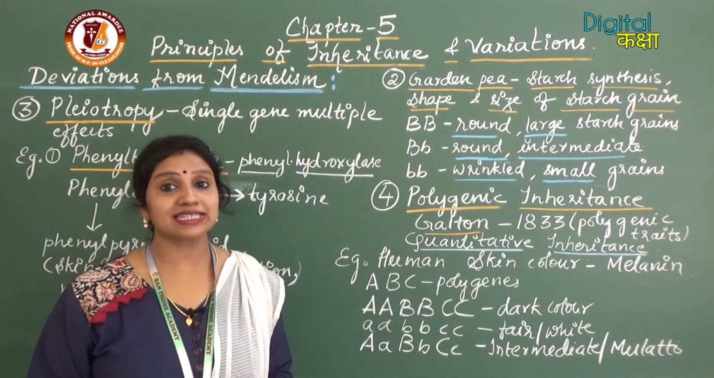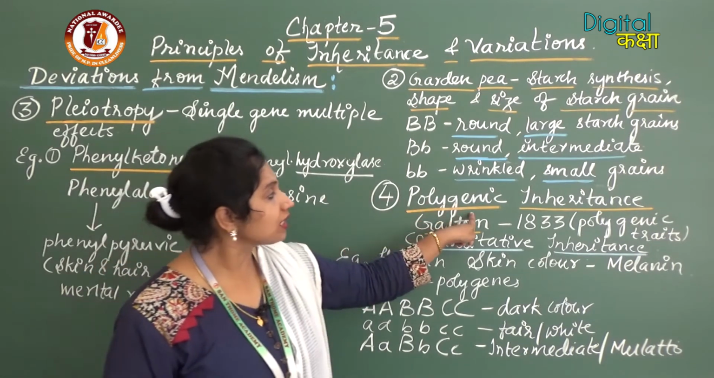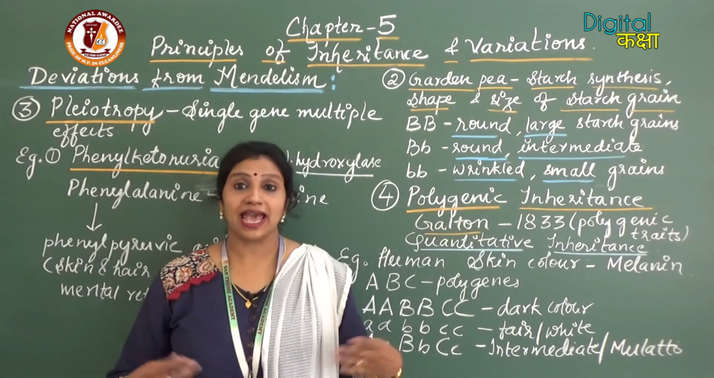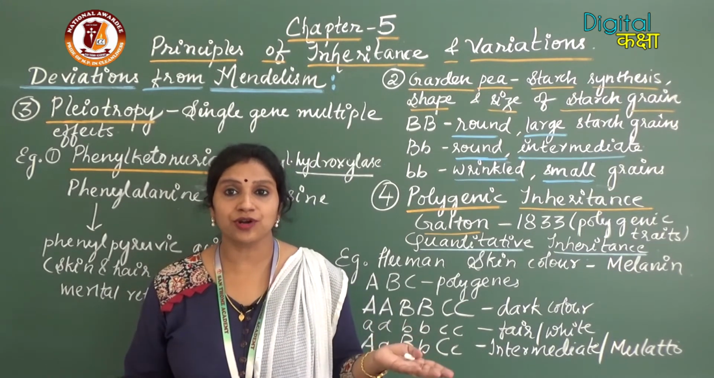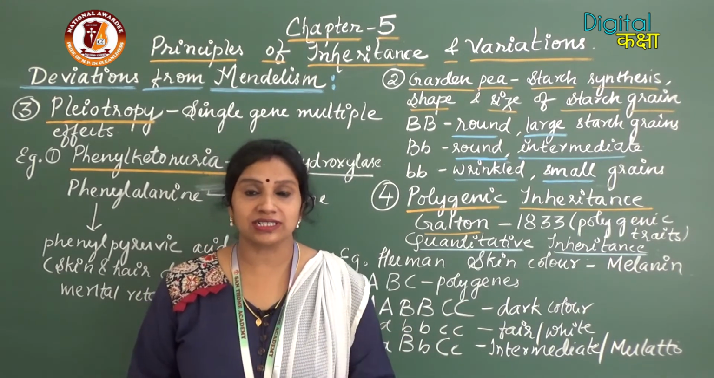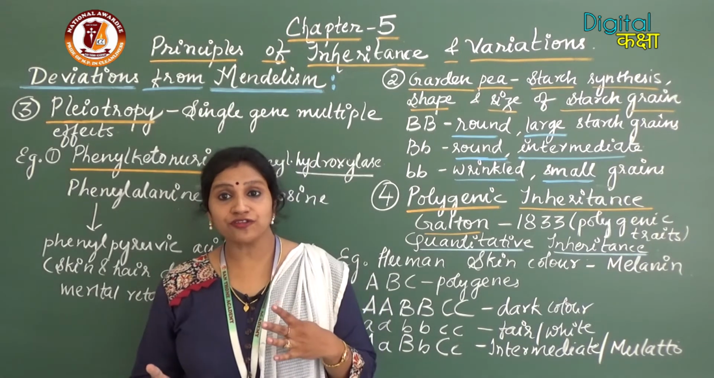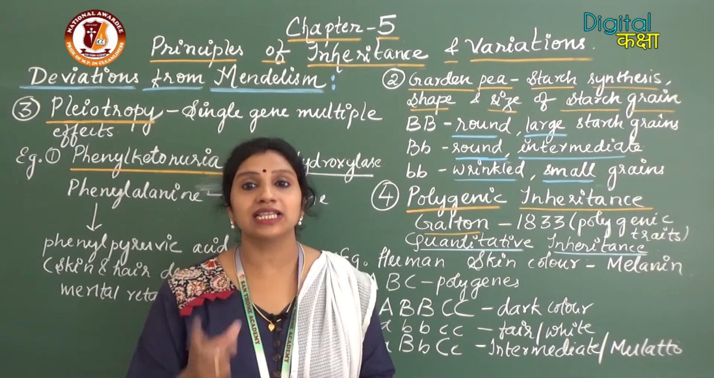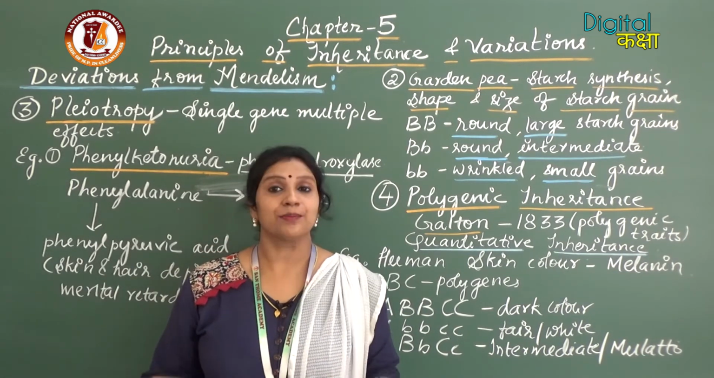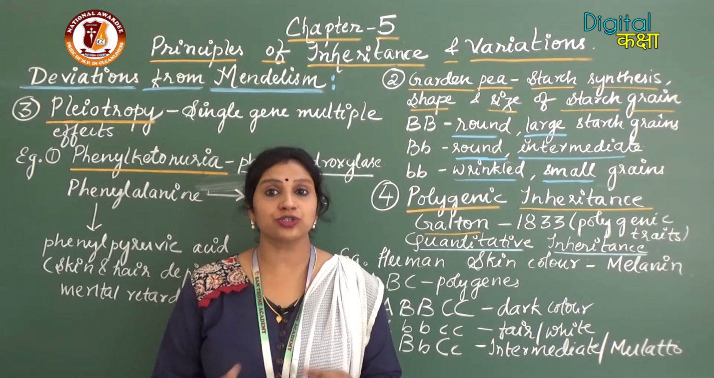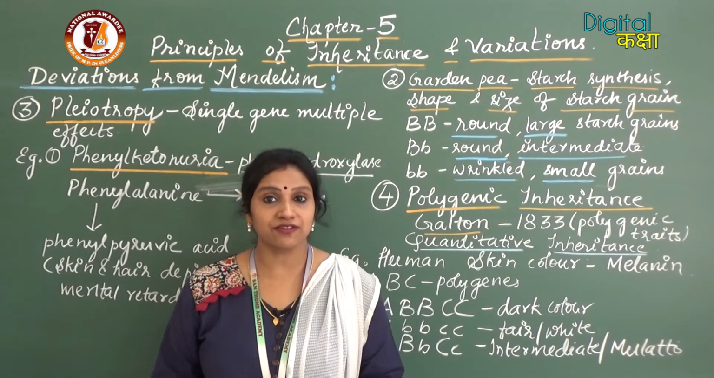Now, moving to the next deviation, that is polygenic inheritance. As the name indicates, polygenic. Poly means number of, genic means genes. That means a number of genes producing a single effect. Again it is deviating from Mendelism. How? Mendel told that one gene produces a single phenotypic effect.